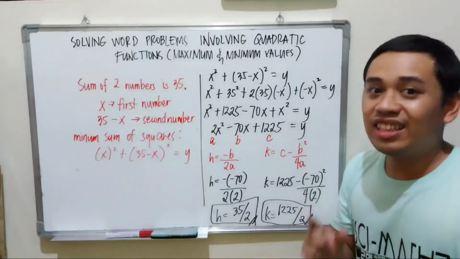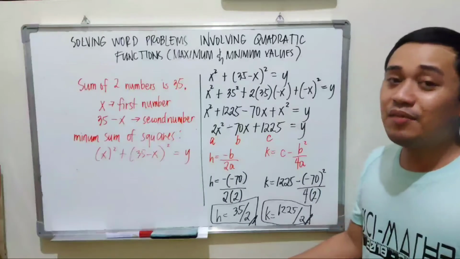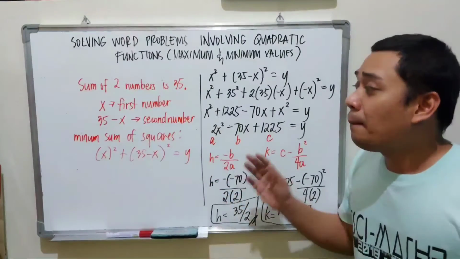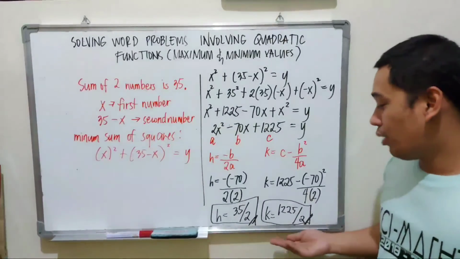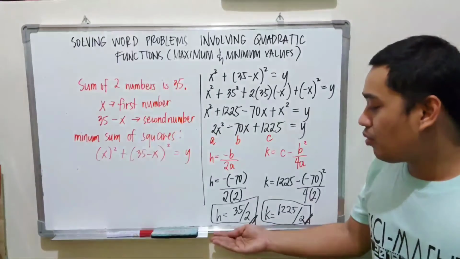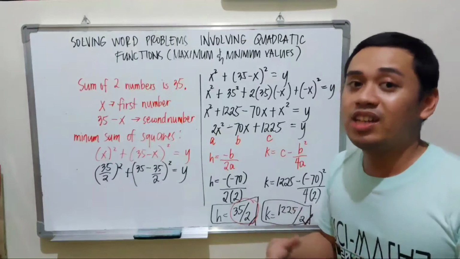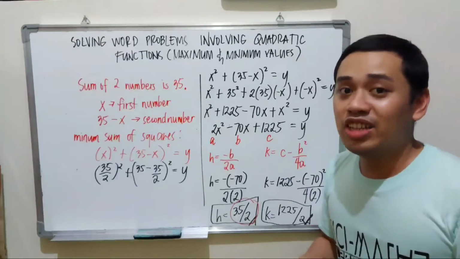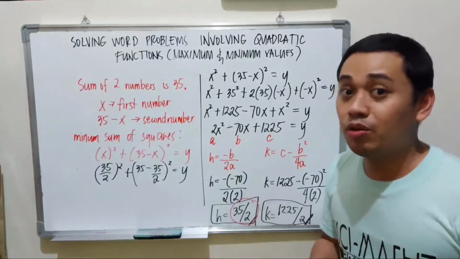We know for a fact that the maximum and the minimum values of our parabola is given by the vertex h comma k. And we are looking for the minimum sum of the squares. H will be our input, then our output will be the value of k. Since h is 35 over 2, we can counter check our values of h, or yung values ng x natin, if correct. Kapag ang minimum or maximum value natin, dapat same yung dimensions or parehas na numbers yung makukuha natin.